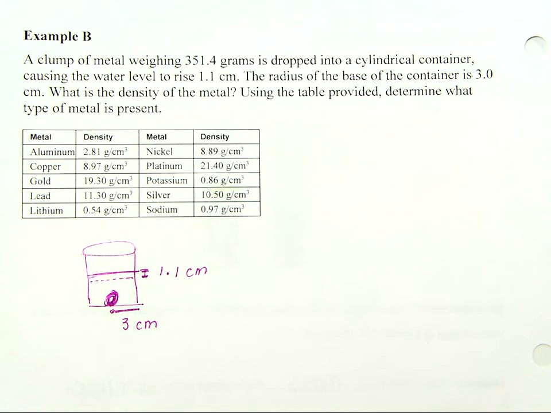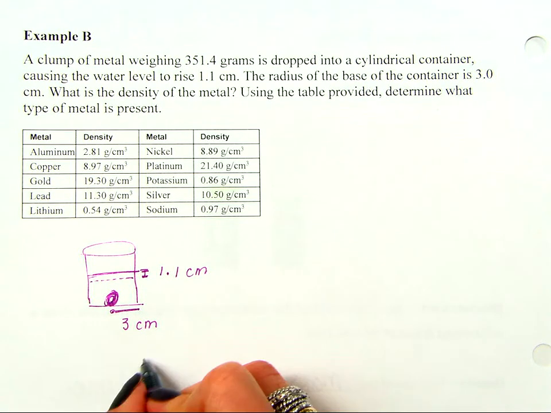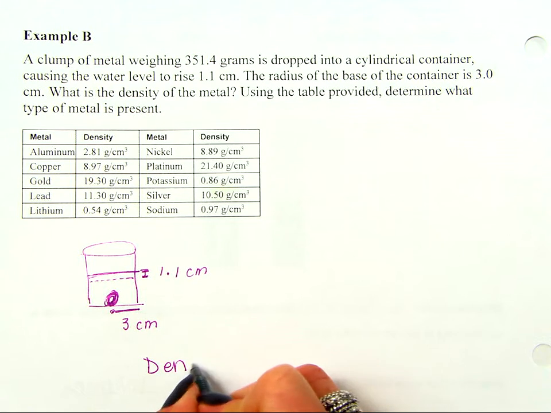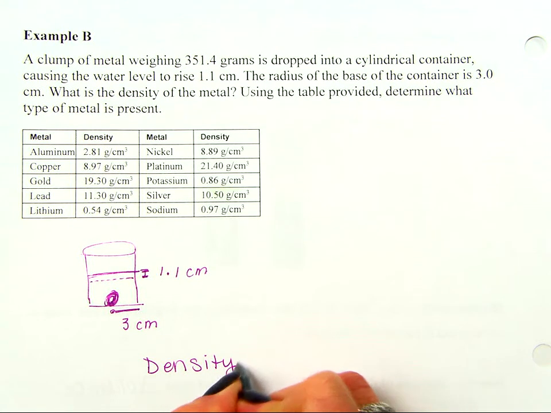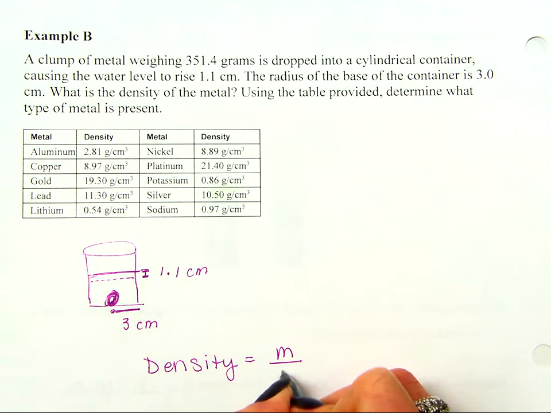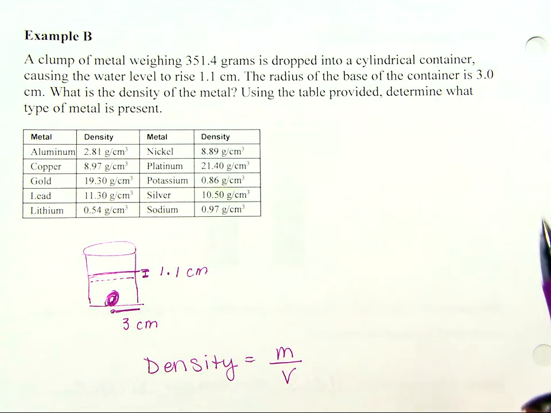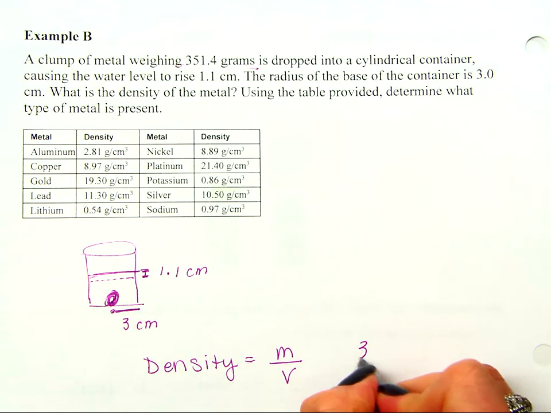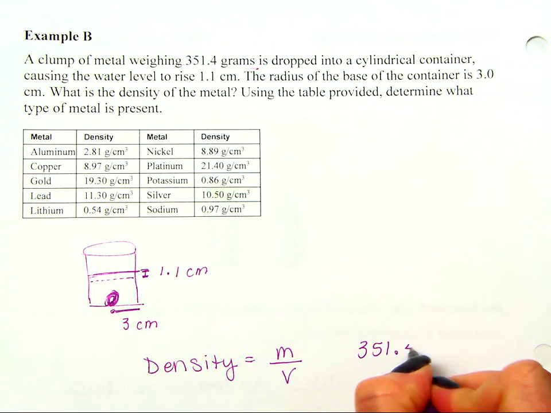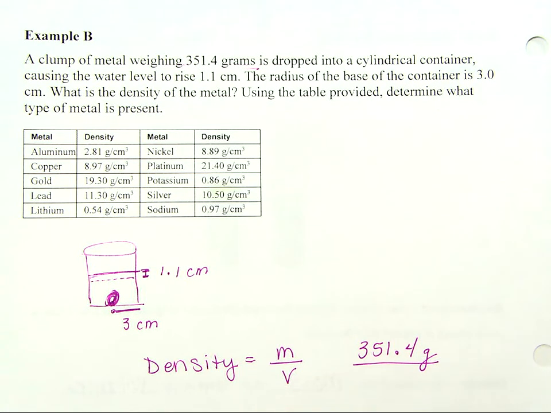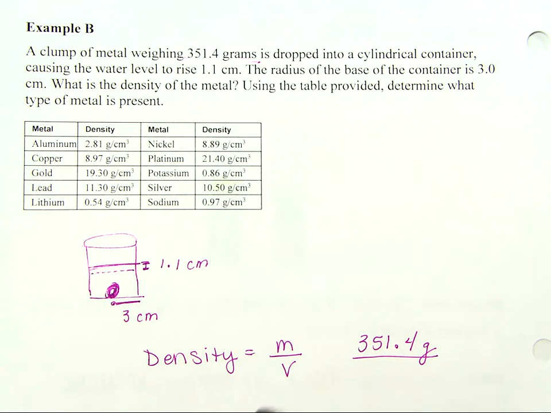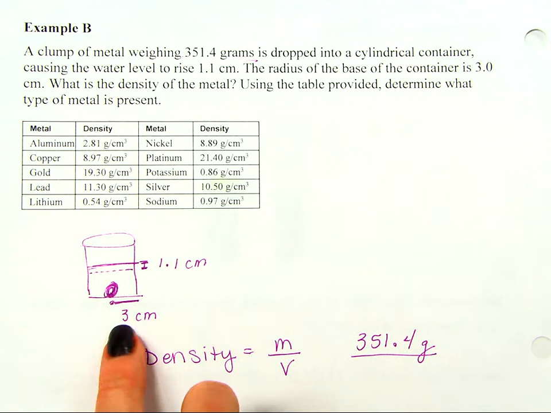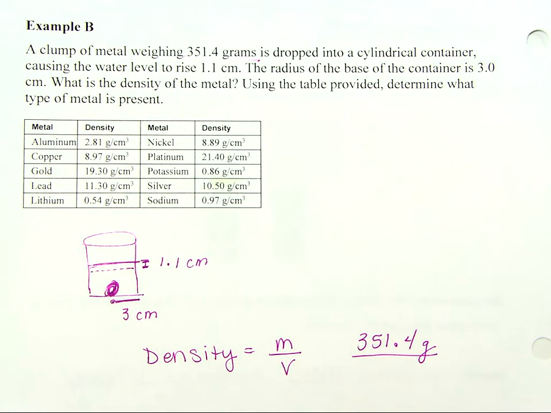Initially, we want to know the density of the metal. We know that density is mass divided by volume. I do happen to know the mass. It tells me it was 351.4 grams, but I don't know my volume, and so that's actually what we're going to have to calculate. We're going to do that by using the displacement.